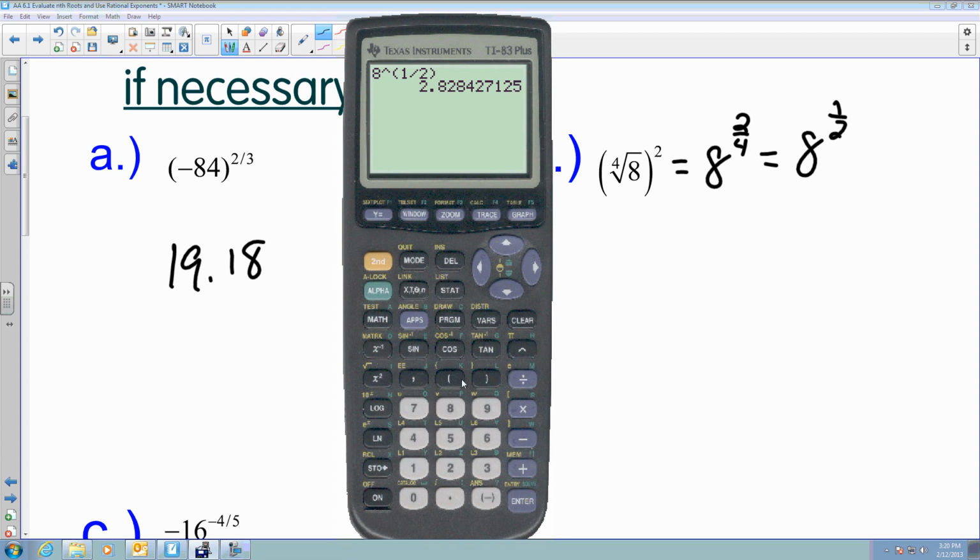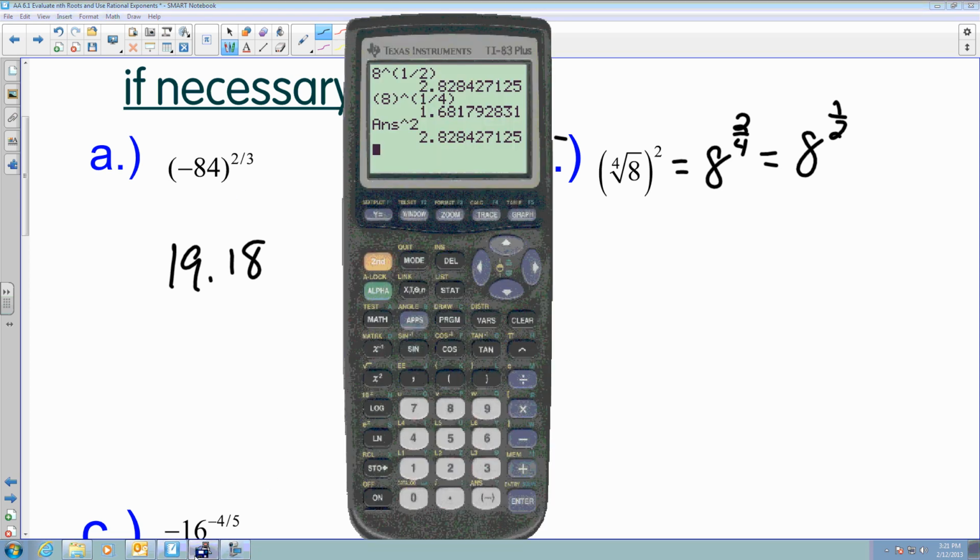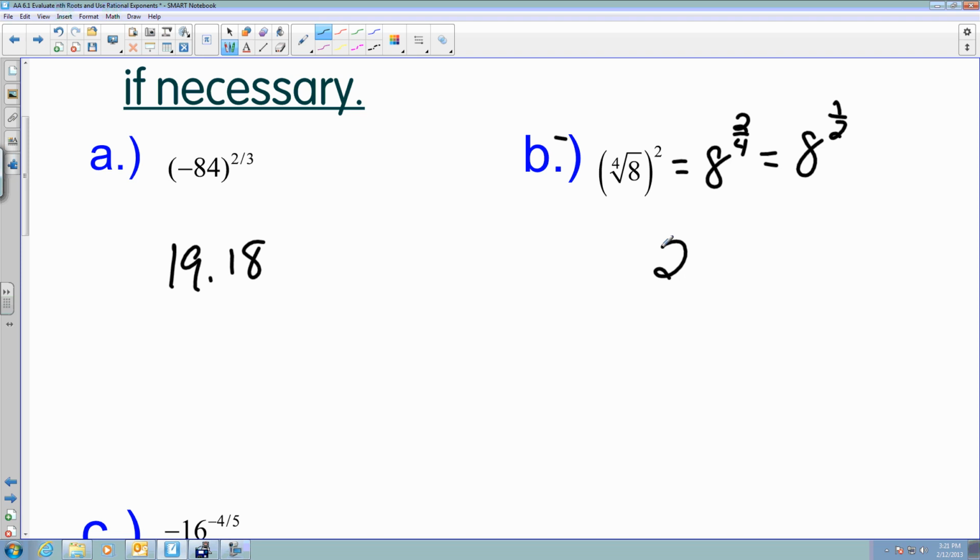Let me show you something. Let's just say I was going to take the fourth root of 8. So the fourth root of 8 would be 8 to the 1 divided by 4. And then I'm going to square it. I should get the same value, and I do. I get the same value here as I do here. So the answer is 2.83.